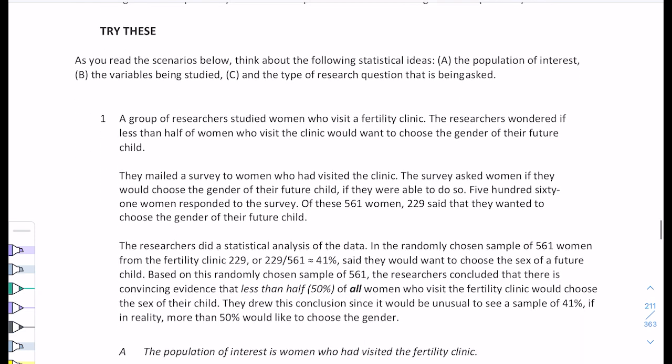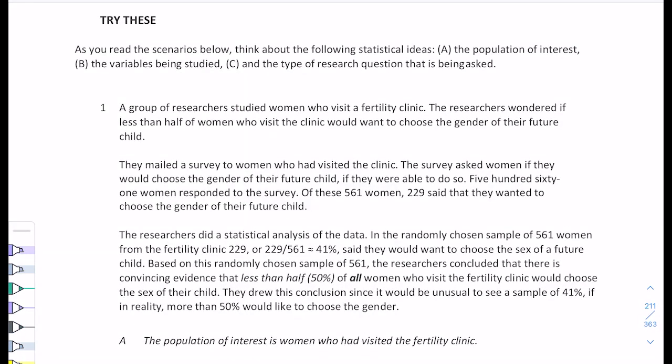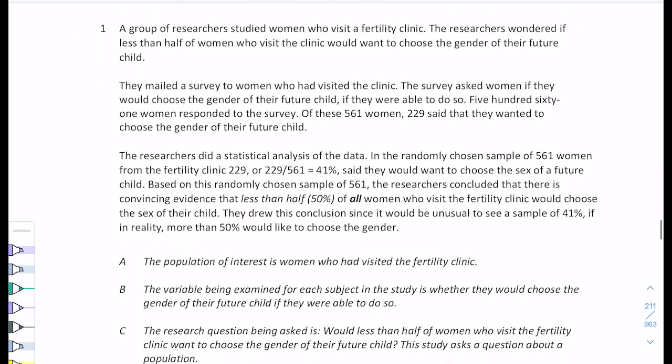If you would like, you can pause the video, and there are a couple of questions here that you've got to read through. You've got to talk about the population of interest, the variables being studied, and the type of research question that is being asked. And then I'll go through each one.